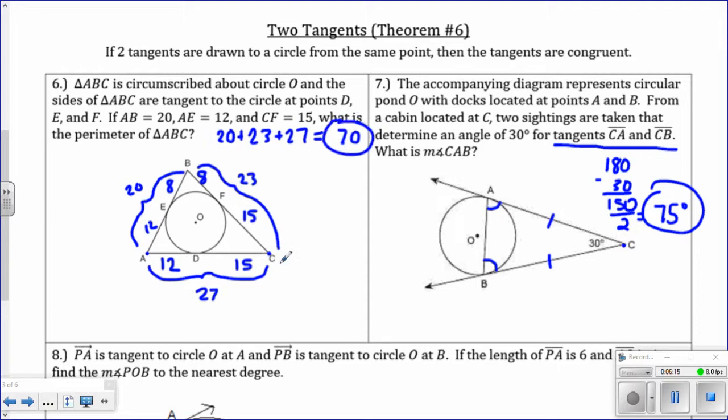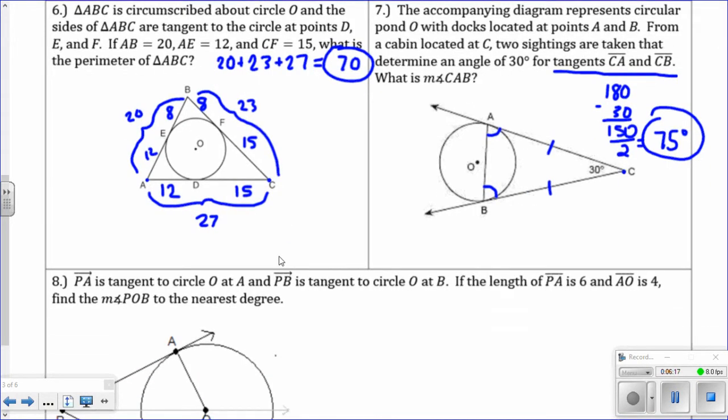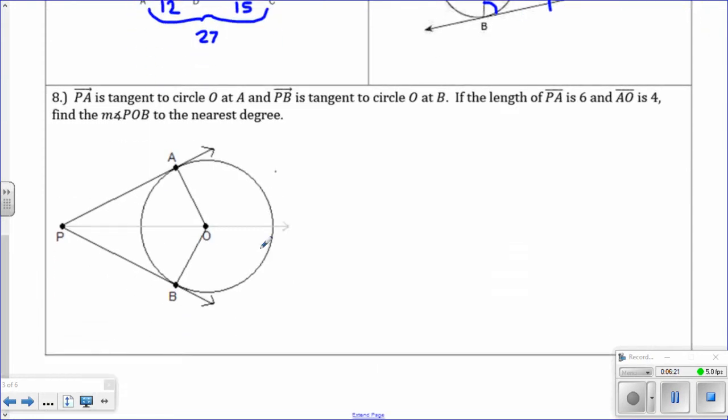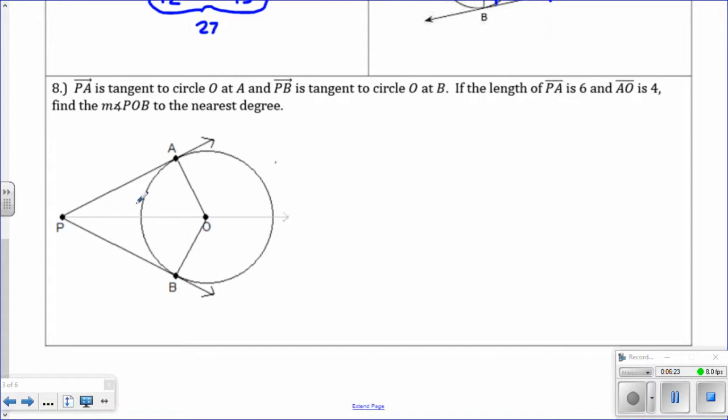One more question using this theorem. Number 8. PA is tangent to circle O at A, and PB is also tangent to circle O at B. Now you can see that both tangents are drawn from P, so that means PA is congruent to PB. The length of PA is 6, that means PB is also 6, and AO is 4, which is a radius, so that means BO is also 4, being another radius. Find the measure of angle POB.